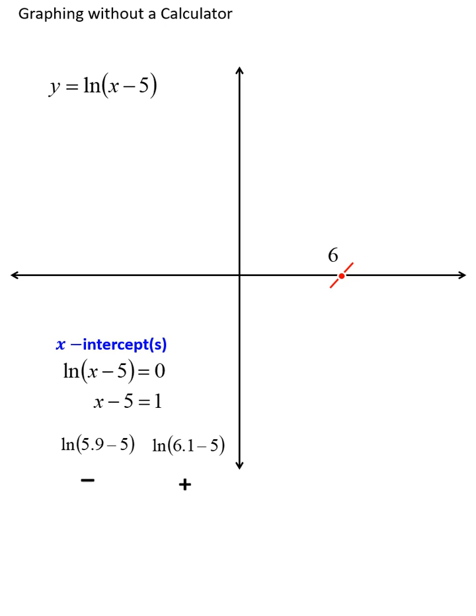I've drawn a straight line here. I'm by no means meaning to imply that the function is linear at 6. But I do know that it's going to be below and above the x-axis as shown based on my analysis.